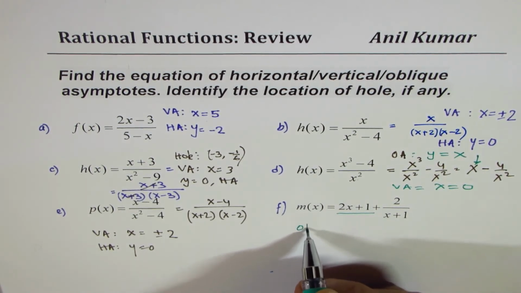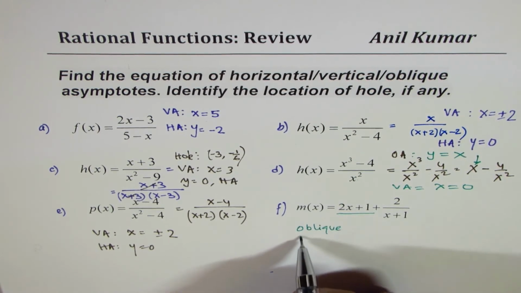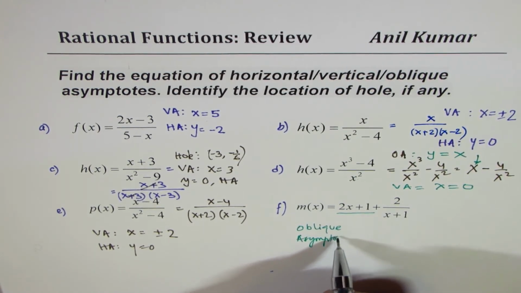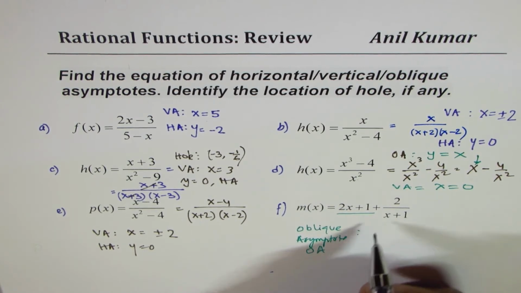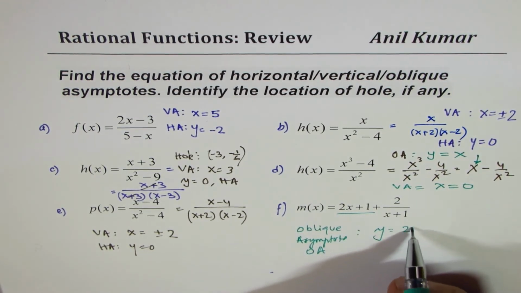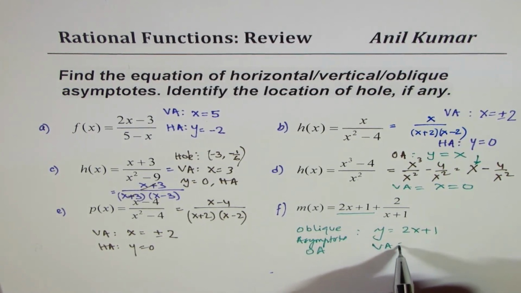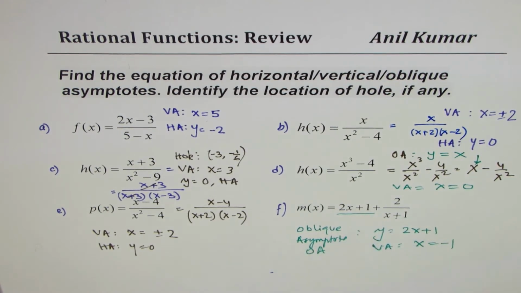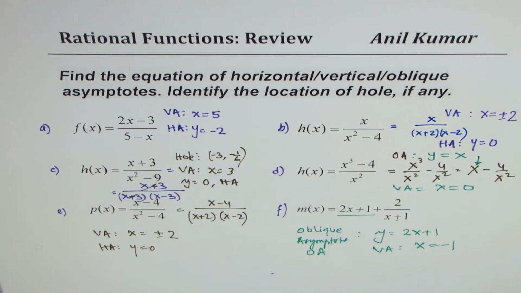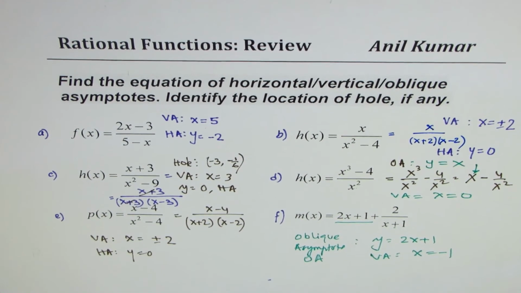So here we have an oblique asymptote, which we are writing as OA, y equals 2x plus 1, the equation of the line. Do you see that? And a vertical asymptote at x equals minus 1. So that is how you can answer all these questions. I hope all the concepts are absolutely clear, how to find oblique, horizontal or vertical asymptotes, or holes in a given situation, right? So let's move on to take a few more questions on rational functions.